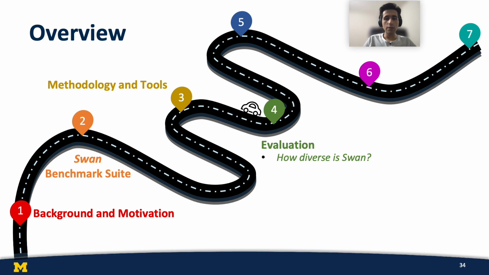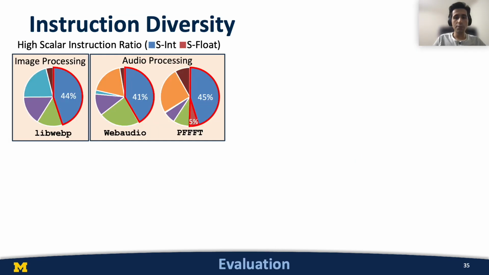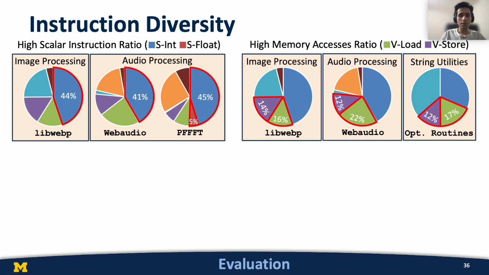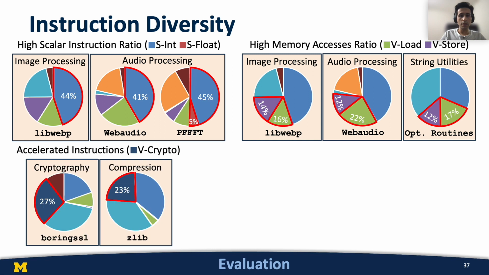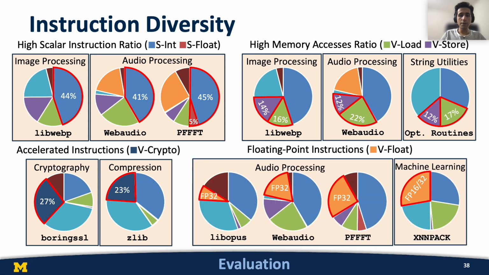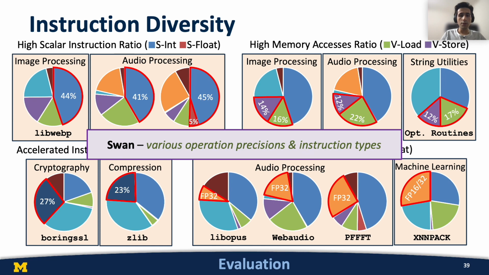We start by showing the diversity of Swan workloads by studying the instruction distribution of workloads. Swan contains 3 libraries with a high fraction of scalar instructions and 3 libraries with a high fraction of memory accesses. 2 libraries use accelerated crypto instructions for cryptography and data compression workloads, and 4 libraries contain floating point arithmetic for audio processing and machine learning workloads. Therefore, Swan contains workloads with various operation precisions and instruction types.